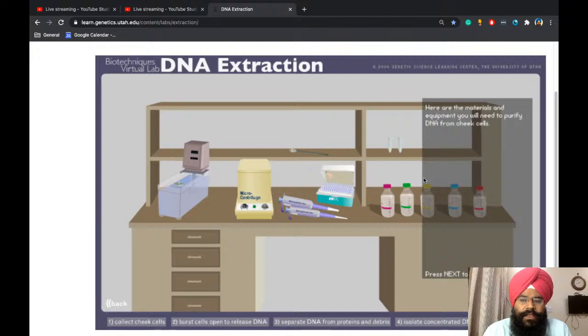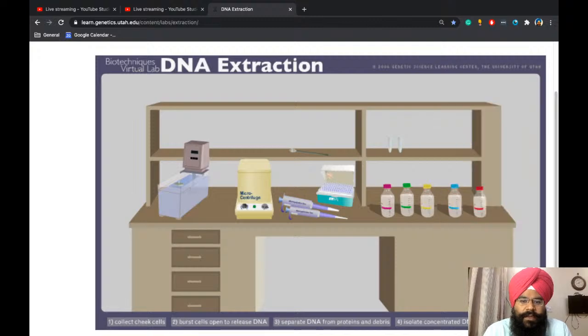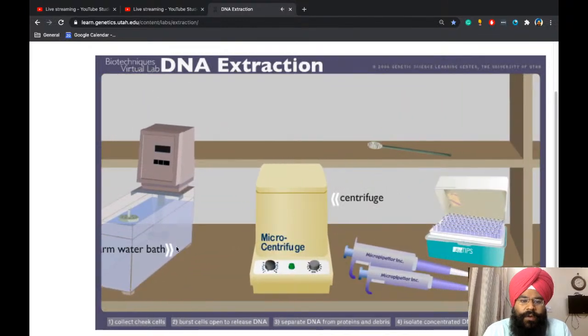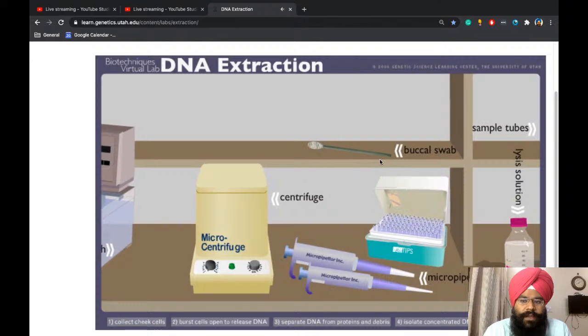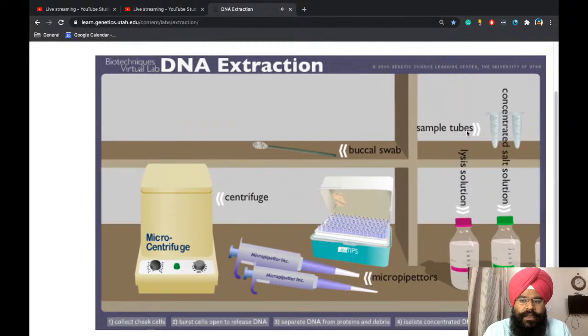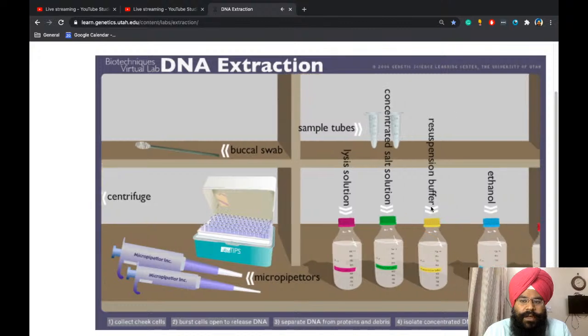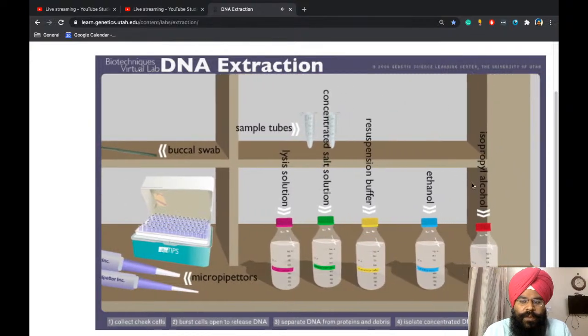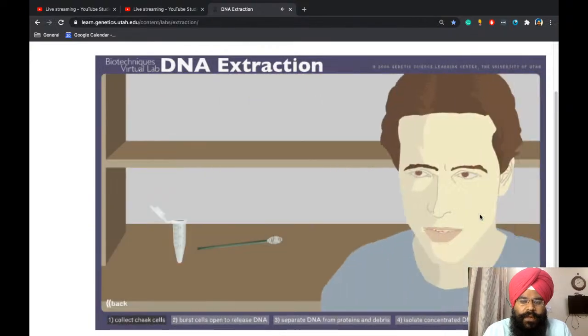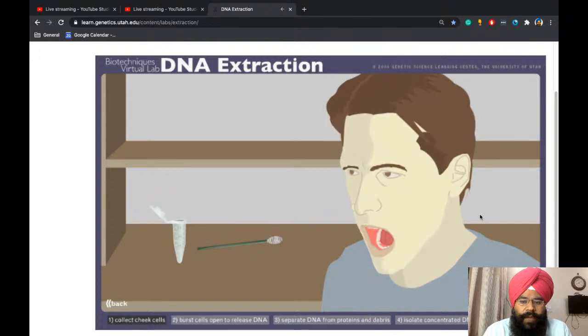Here are the materials and equipment you will need to purify DNA from cheek cells. You need a warm water bath, microcentrifuge, buccal swab, micropipettes, sample tubes, lysis solution, concentrated salt solution, suspension buffer, ethanol, and isopropyl alcohol. We need all these materials for our isolation of DNA.